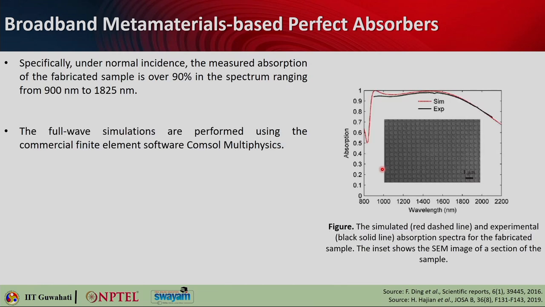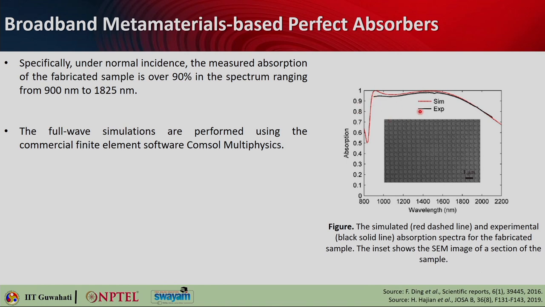So let us look into the spectral characteristics here. The black line shows the experimental result, and the dotted line shows the simulation result, and they are matching very closely. You can say this is a perfect match between simulation and experiment. Under normal incidence, so here we are only considering theta equals 0, the measured absorption of this fabricated sample is over 90% in the spectrum ranging from 900 to 1825. So this is the range till which it is more than 90%.